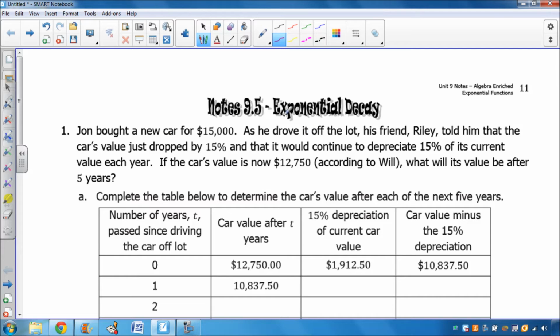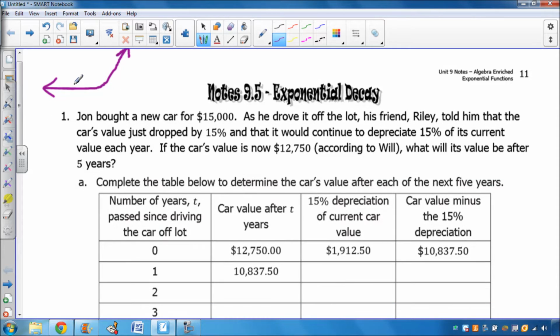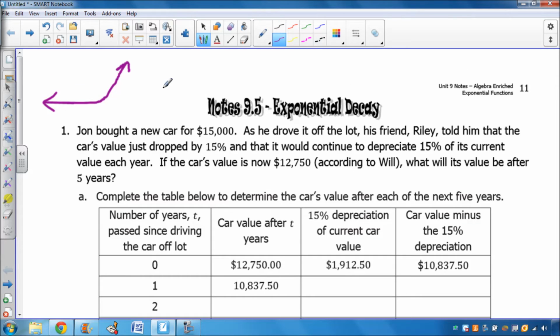All right, notes 9.5 are an exponential decay. And if you look right here, you guys are used to seeing exponential functions appearing as follows. They'll look like this, where it starts off gradually and then it shoots way up like we have right here, okay? But exponential decay is just gonna work the opposite way.